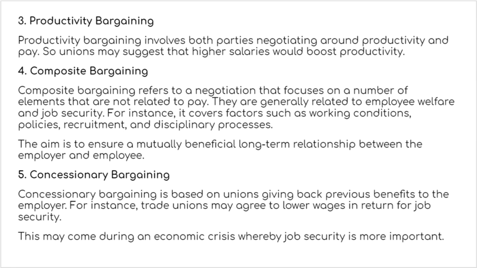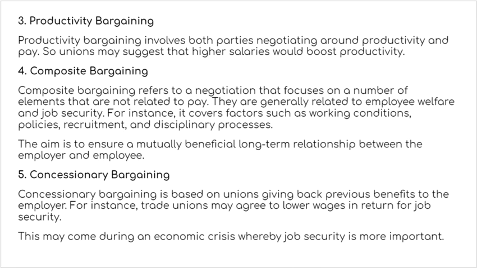The next one is composite bargaining. Composite bargaining refers to a negotiation that focuses on a number of elements that are not related to pay. Here, pay is not important, but other factors are important. They are generally related to employee welfare and job security. For instance, it covers factors such as working conditions, policies, recruitment, and disciplinary processes. The aim of this type of bargaining is to ensure a mutually beneficial long-term relationship between the employer and employee.